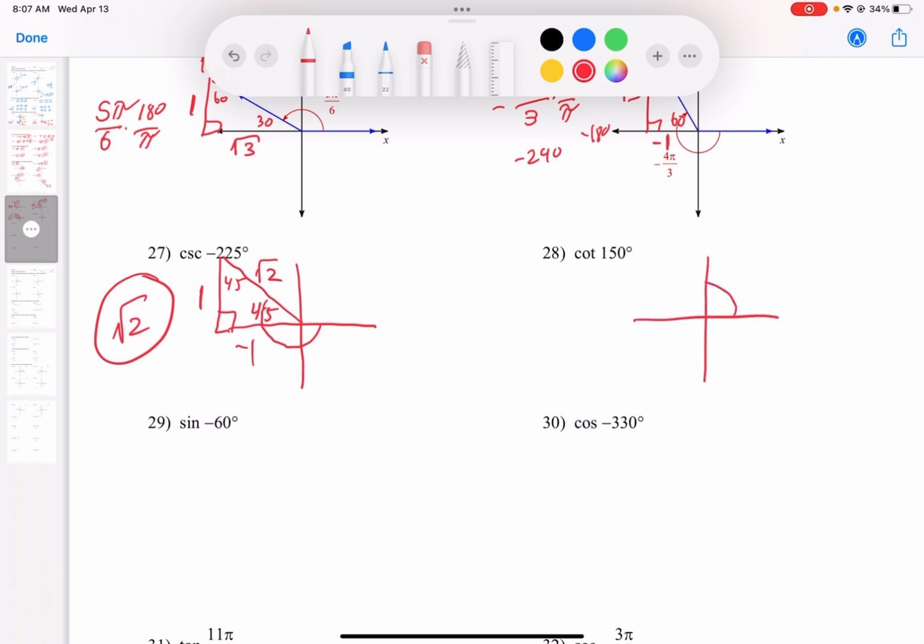Cotangent of 150. There's 150. Drop down. Got 150. Got to go to 180. So that's a 30. So we've got 1, 2, the negative square root of 3. Cotangent is adjacent over opposite. So our answer is the negative square root of 3.